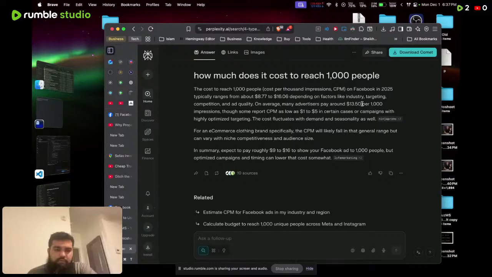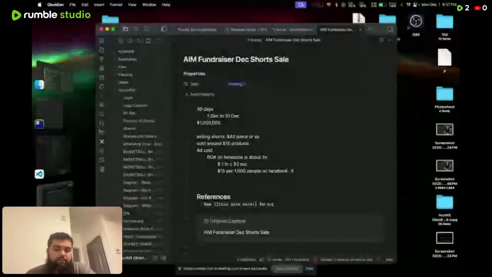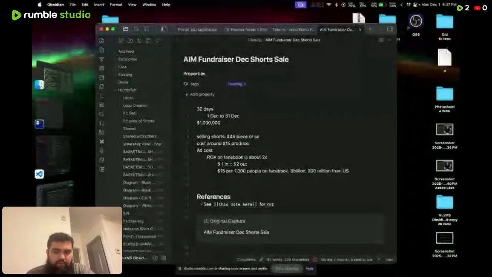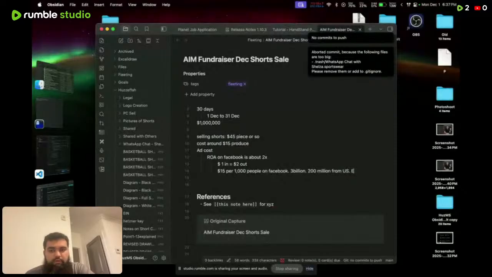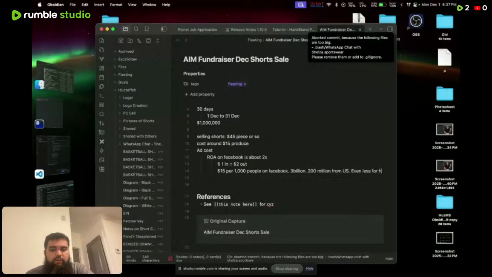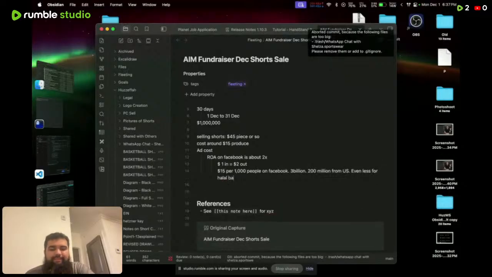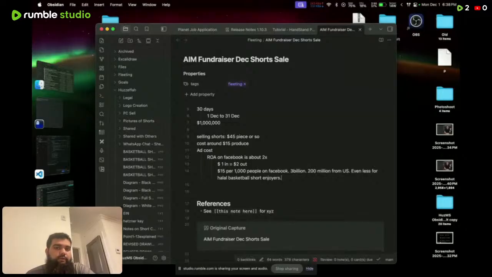$15 for 1,000 people on Facebook. And how many people are there? Like 3 billion? Probably like 200 million from the US or something. And that's going to be my target market, right? Even less for people who are explicitly into, even less for halal basketball short enjoyers, right? And one of the things that you need to know is if your product is really niche like mine, then you need to increase the price. Otherwise, you can't have a business that actually works.